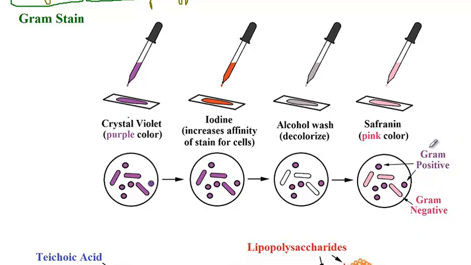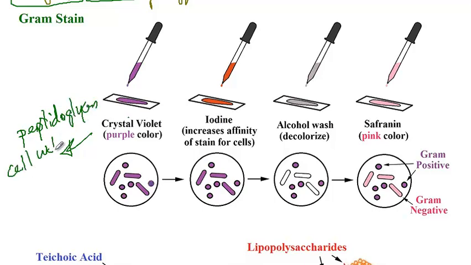So let me go over different components that are being used for the gram staining. So first, a crystal violet, which is a purple colored dye, is added. And this crystal violet, in combination with the iodine, which increases the affinity of the stain for cells, is staining the peptidoglycan cell wall of bacteria.